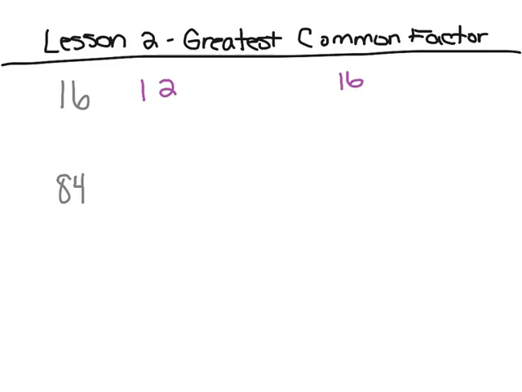So 2 times 8 is 16. 3 doesn't go into 16. And 4 times 4 is 16. And because I got to the middle there and there's no numbers between 4, we know we're done. So 1, 2, 4, 8, and 16.